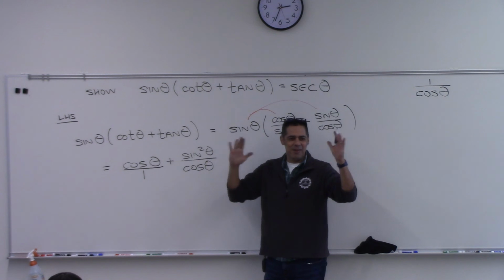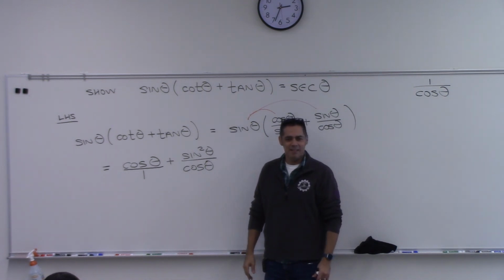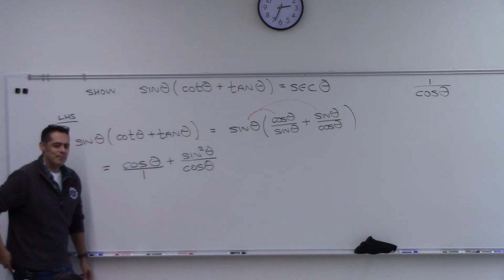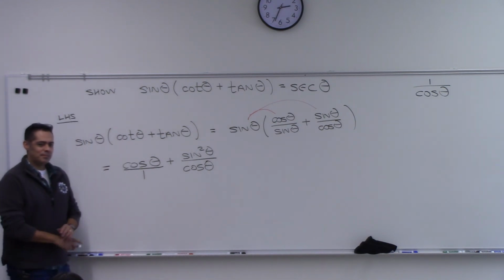So we have differing opinions here. If it's a common denominator, then it'll be cosine squared plus sine squared over cosine. Cosine squared plus sine squared is equal to 1, so 1 over cosine.